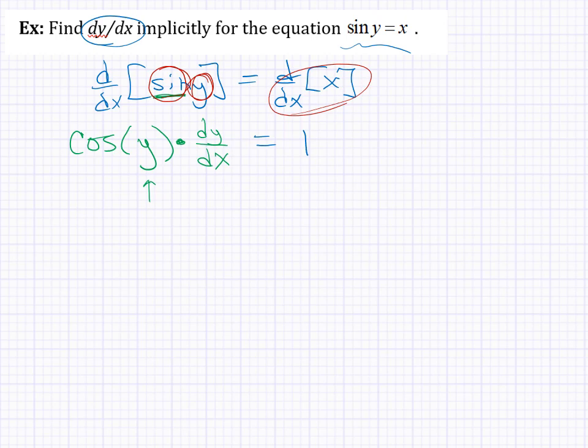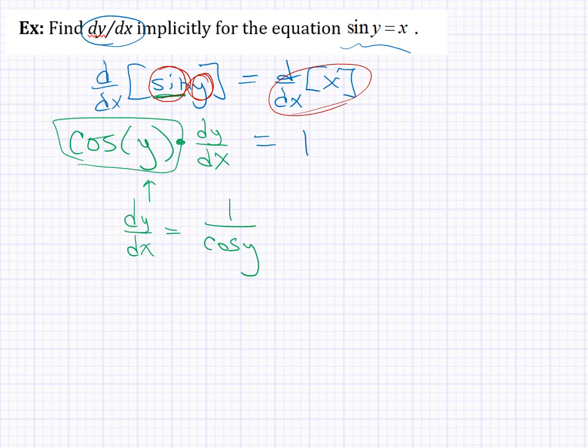Okay. And then the next step is to figure out what dy dx equals, so get dy dx by itself. So I'll move cosine y to the other side by dividing, so I would get dy dx equals 1 over cosine y, which is okay, but we could write that answer a different way. And so we're going to use a little bit of trig identities to do that.